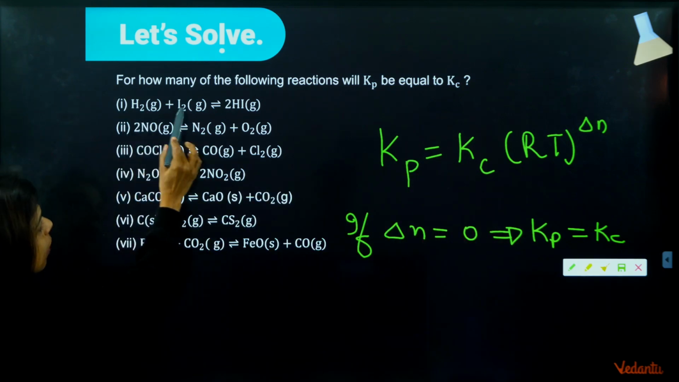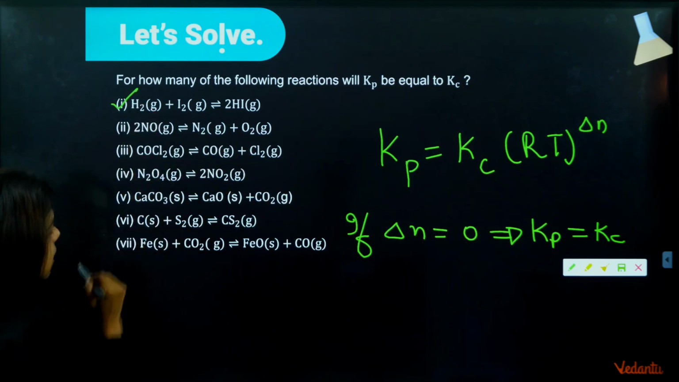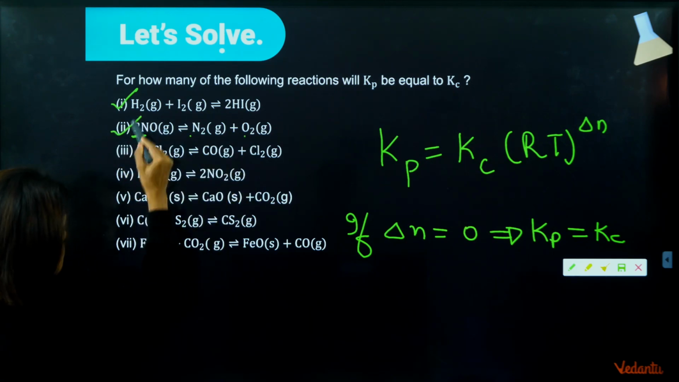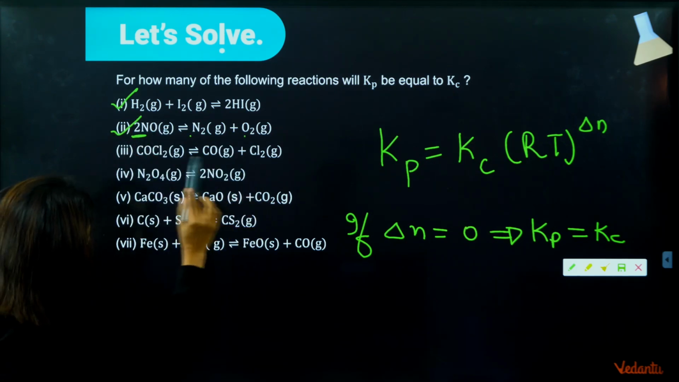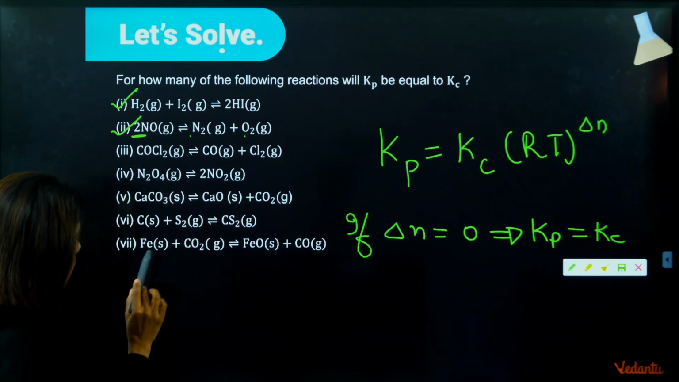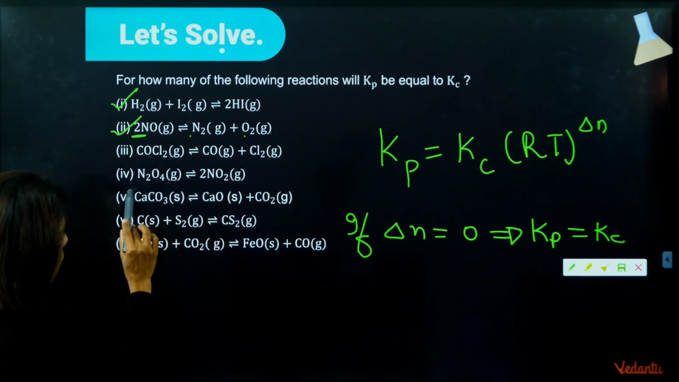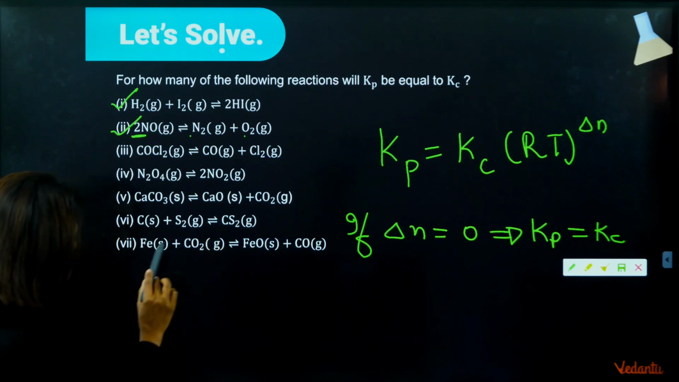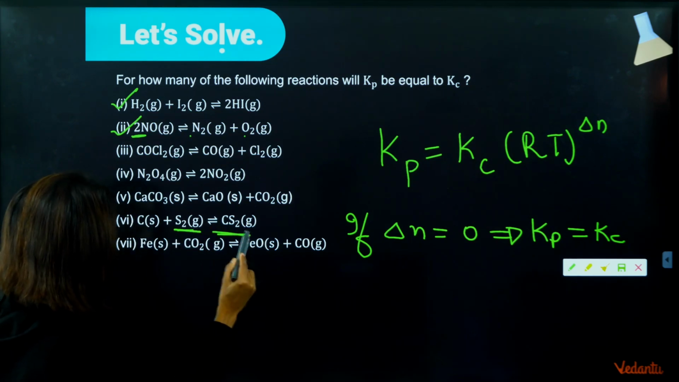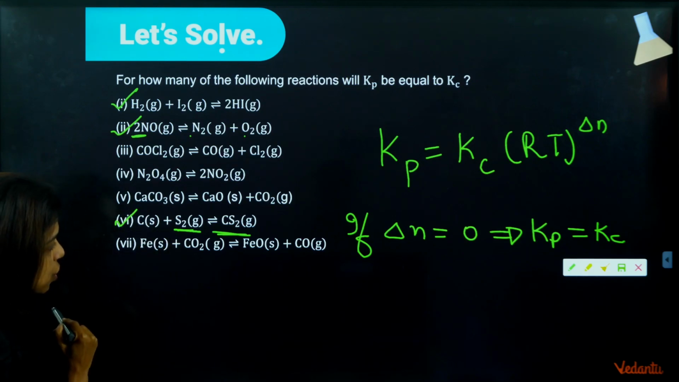So we have two gas moles here, two here. So yes, delta N is 0. In the second also, 2 gas moles here, 1 plus 1, 2 gas moles here. Perfect. Here the change is not 0. We have 1 mole of gas on reactant side, but 2 on product side. Yes, similarly, the change is not 0 here. This is also not 0. We have 1 gas mole here and 1 gas mole here, right? Yes, so change in gaseous moles is 0.